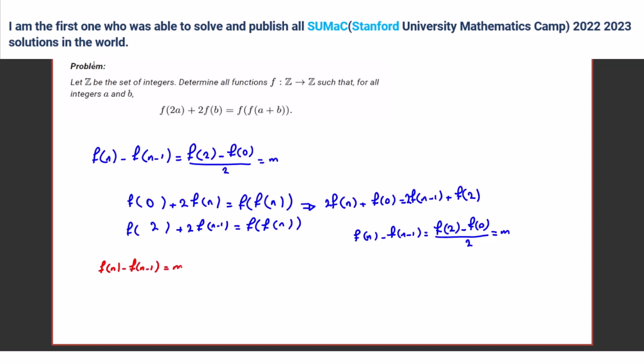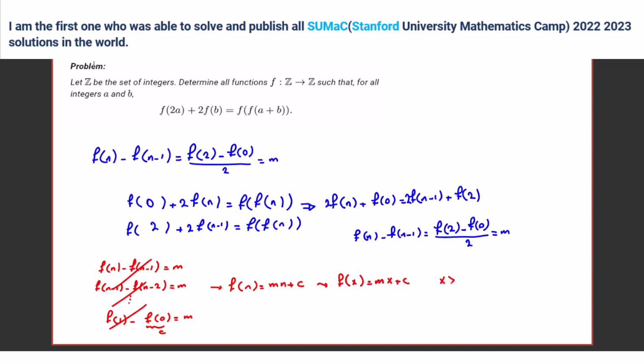No, you should, because it's not hard to prove. You write it like this, and you write it like this. When you can write it in less than 1 minute and prove it, it's better to write. Okay, so consider f(0) is c. So you can say f(n) is m times n plus c. Or you can say f(x) is mx plus c, but with proof for x at least 0, right?